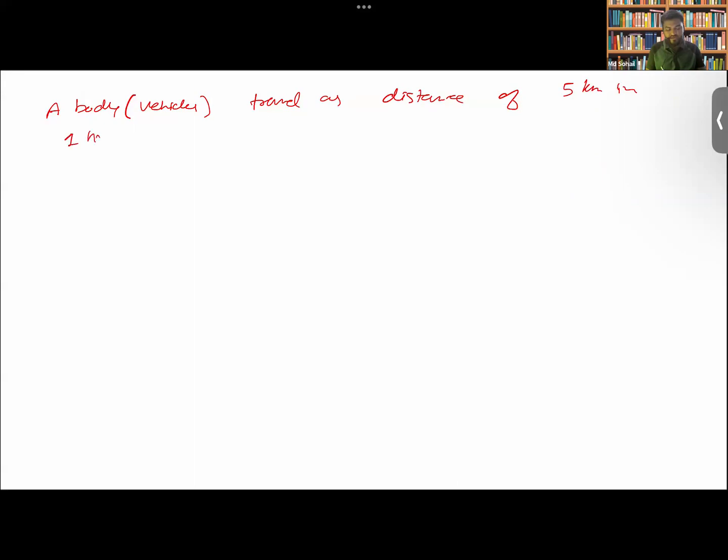Say 1 hour, and then it stops. Plot the graph. Is the question clear? So if we were to draw the graph for this, on the x-axis, what should I plot?